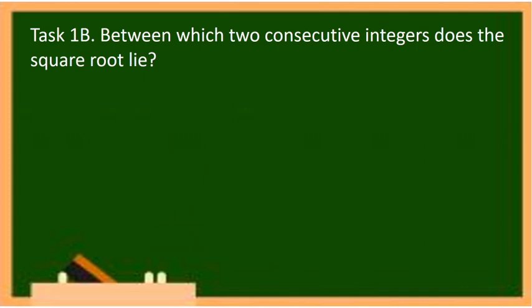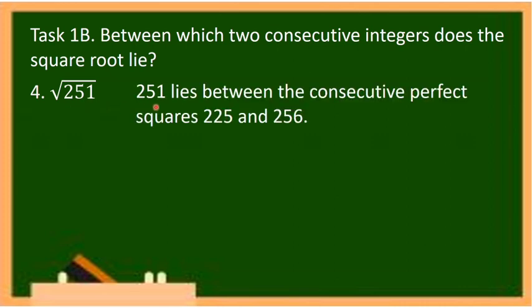Now, let's have example number 4. So we are given the square root of 251. And 251 lies between the consecutive perfect squares, which are 225 and 256. They are perfect squares because there is a number that when we multiply it to itself, it is equal to 225 and 256.